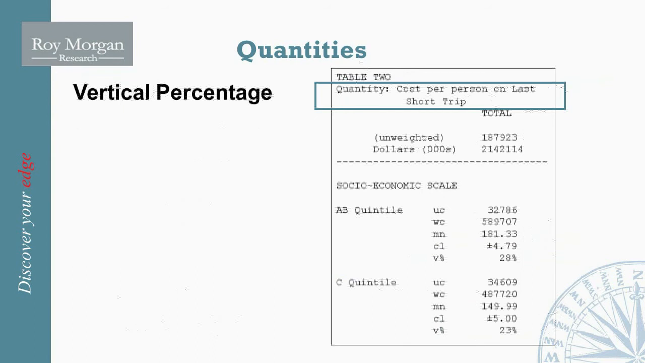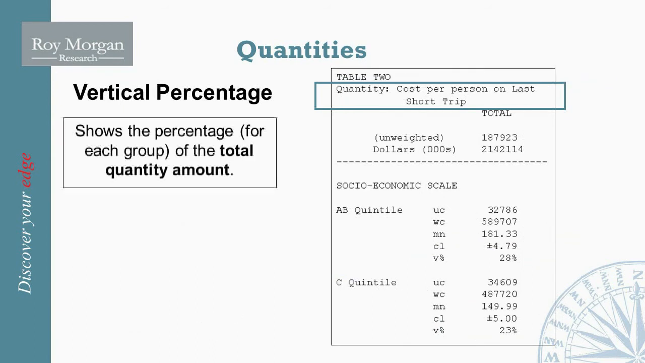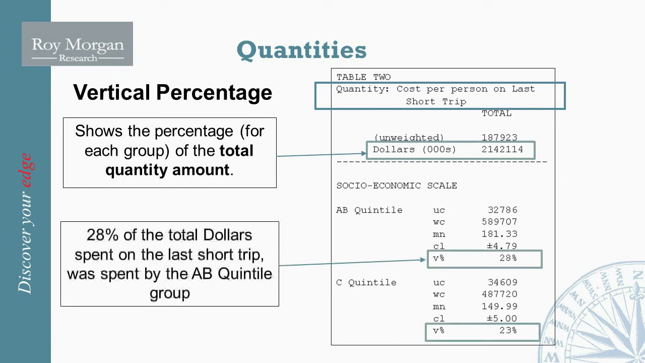With the vertical percentage, it's a percentage of the total amount that each individual group has. So here in this example, we can say that 28%, or almost a third, of the total dollars spent on last short trip was spent by those in the AB quintile group.